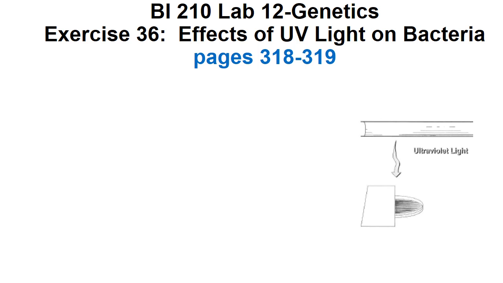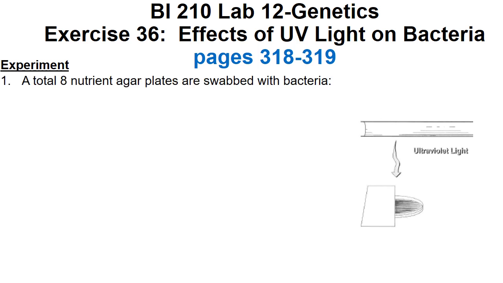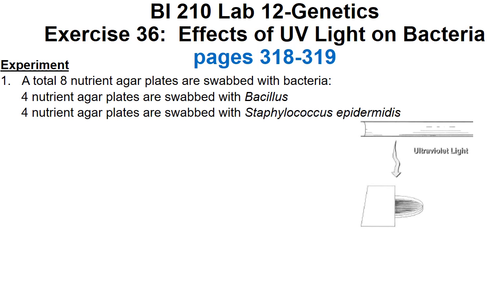Page 318, 319. Let's talk about the setup of the experiment. Before we begin, there is a very good pre-lab that actually walks you through the setup of this experiment. It is slightly different than ours, only in the times. We use slightly different times, but the rest of it is exactly the same. So step 1, a total of 8 nutrient agar plates are swabbed with bacteria. 4 of those nutrient agar plates are swabbed with Bacillus. The other 4 are swabbed with Staphylococcus epidermidis.